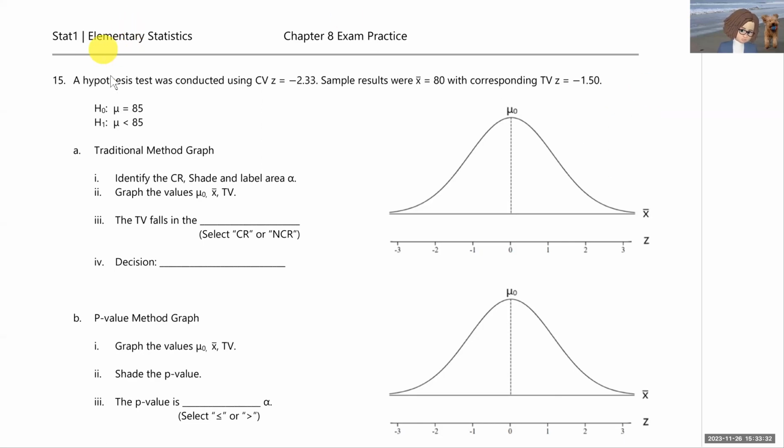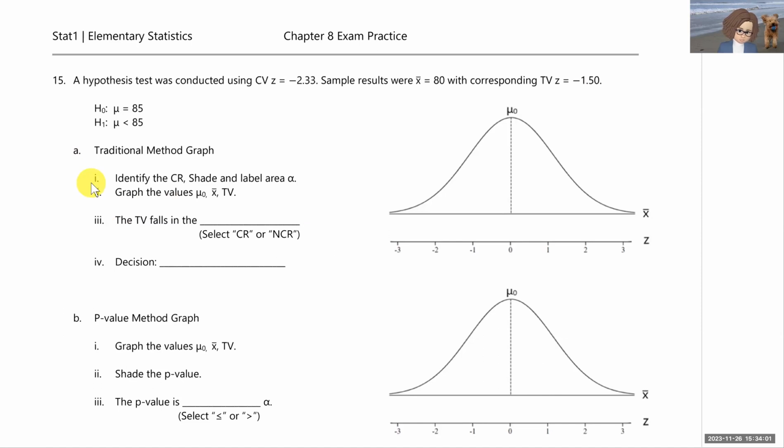So a hypothesis test was conducted using a critical value of negative 2.33. The sample results were X bar equals 80 with a corresponding test value Z equals negative 1.50. And they've provided us their hypotheses. So we're going to just graphically look at the relationship between traditional method and p-value method. So we'll start here with traditional.